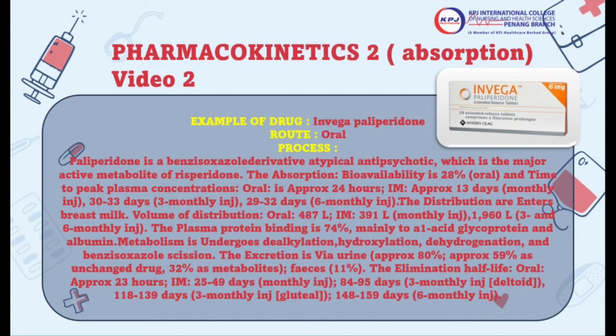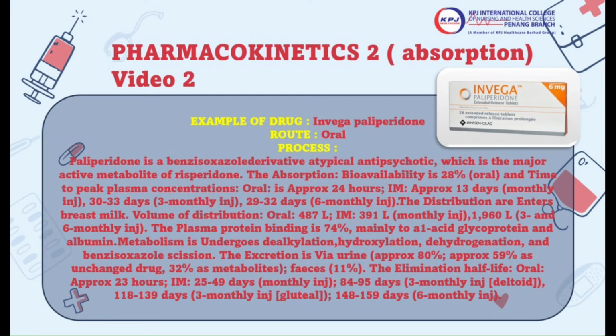For example of drug, we have Invega paliperidone, whose route is oral. Paliperidone is an atypical antipsychotic, which is the major active metabolite of risperidone. The absorption, which is bioavailability, is 28%, and time to peak plasma concentration for oral is approximately 24 hours, for 13-day monthly injection and 30 until 33 days monthly injection and 29 until 32 days 6-month injection.